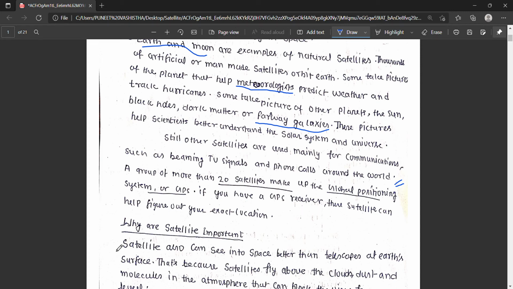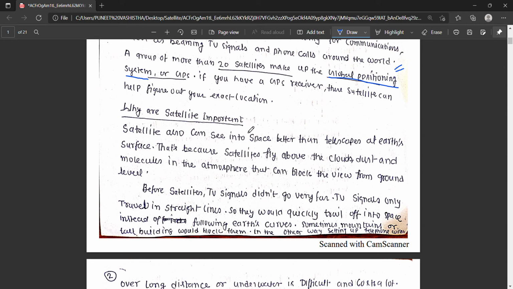Okay, a group of more than 20 satellites make up the global positioning system. This is GPS, so here you get the full form of GPS. It is the Global Positioning System, or GPS. If you have a GPS receiver, these satellites can help figure out your exact location. Why are these satellites important?